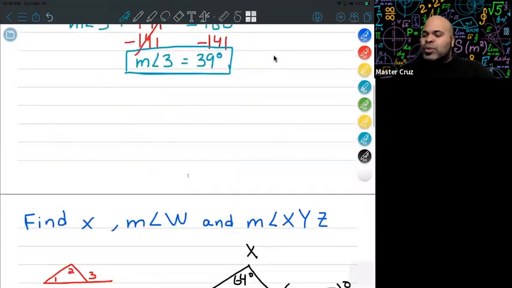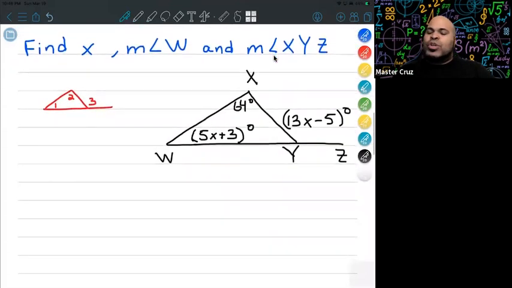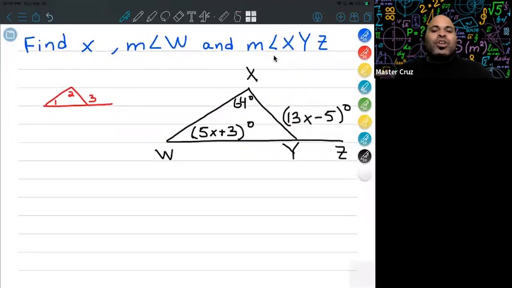Now let's move on to example 2. What happens when you have an expression, not just numbers? So usually you may have an unknown, and in this case, the unknown is x. Well, they want us to find x. They want us to find the measurement of angle W. So I'm actually going to mark that to make sure that we find the correct thing. This is the measurement of angle W. And then they say find the measurement of angle XYZ.